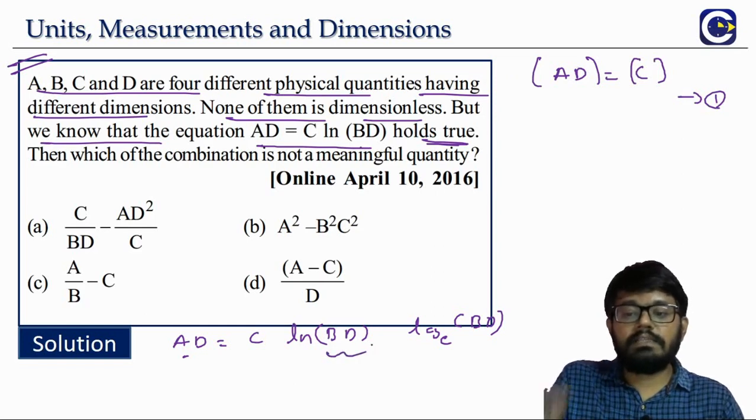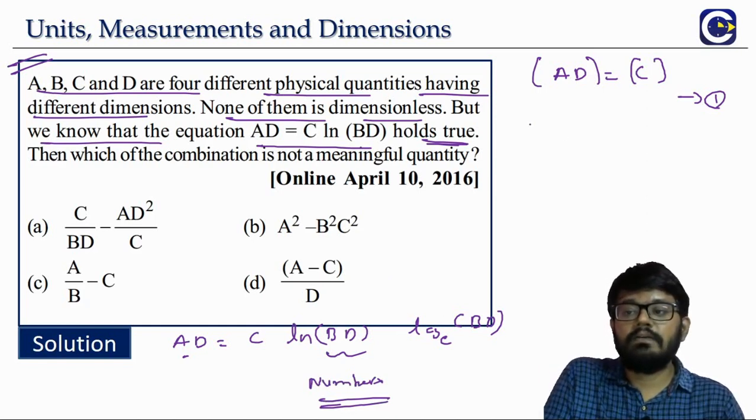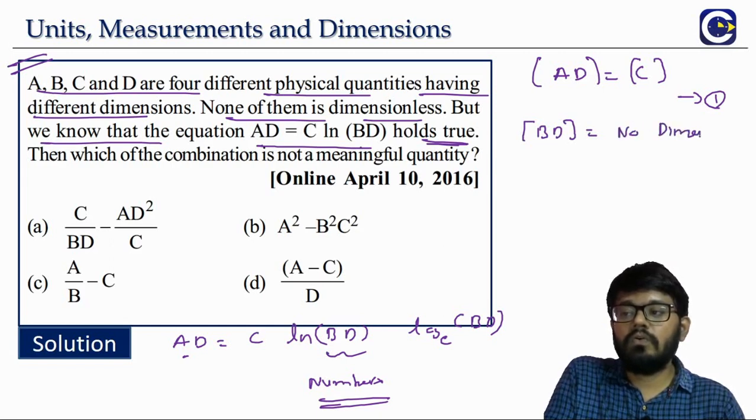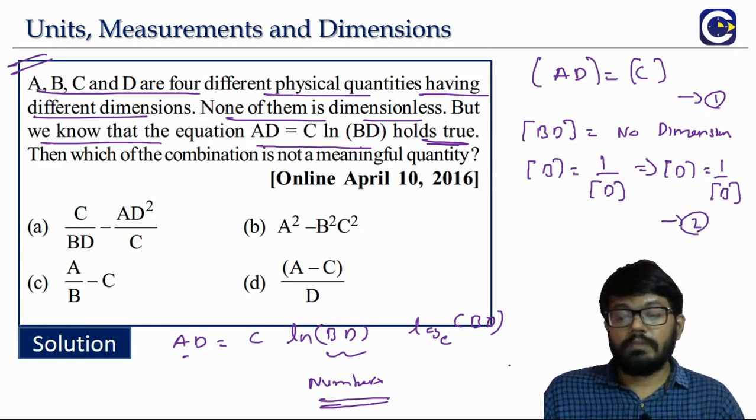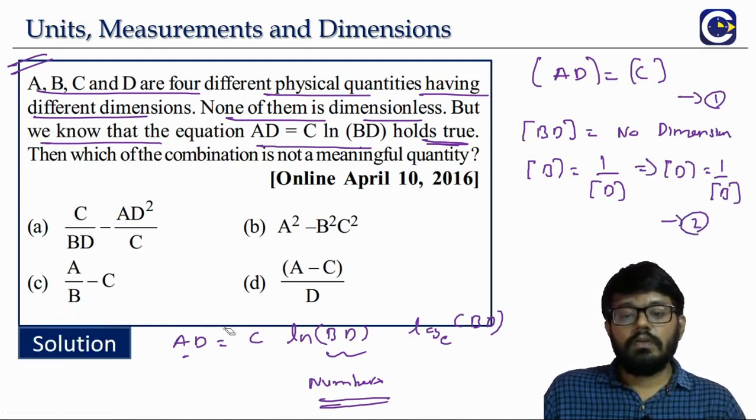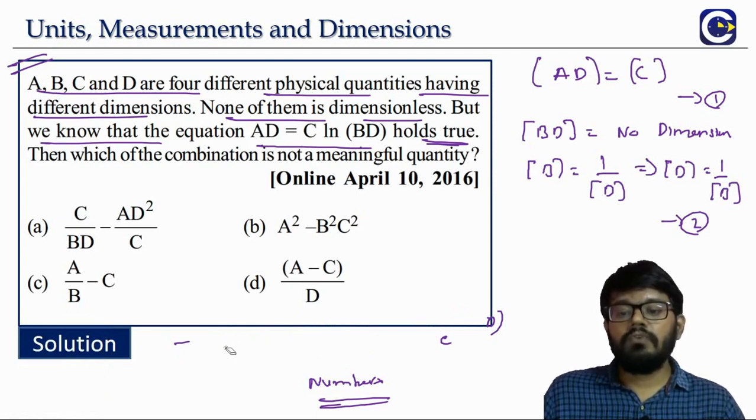Then look at what is inside the logarithmic function: B into D. Logarithmic functions are defined for numbers. So B into D should be a number, dimensionless. So dimension-wise B into D should have no dimensions, which means the dimensions of B should be the reciprocal of the dimensions of D. Either way, D is 1 by B, or B is 1 by D. This is our equation 2. So from here we have to conclude which of them is not a meaningful quantity.